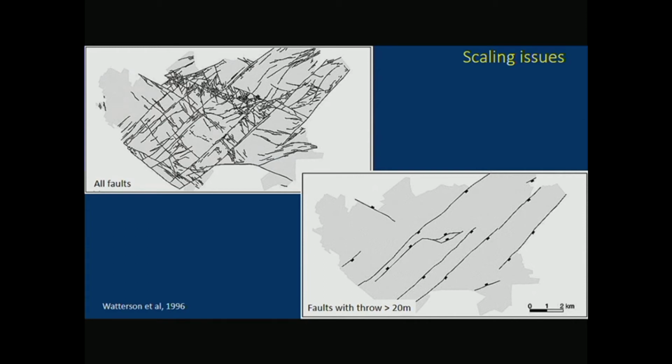This is some work by Watterson from 1996, where he mapped out a wave-cut platform, all the different faults, and then he just extracted the faults where the throw was over 20 meters, because these are the ones that you're going to be able to see in seismic data. So essentially, your seismic data is going to produce, at best, if it's done perfectly, a map like this, whereas the original data was much, much more complicated. And so in terms of trying to predict property variation, obviously we've got a problem there, especially if we're looking at transport properties or something like that, where the faults are important.